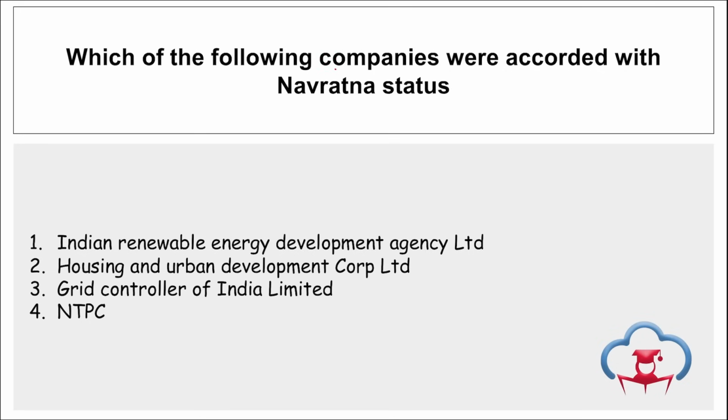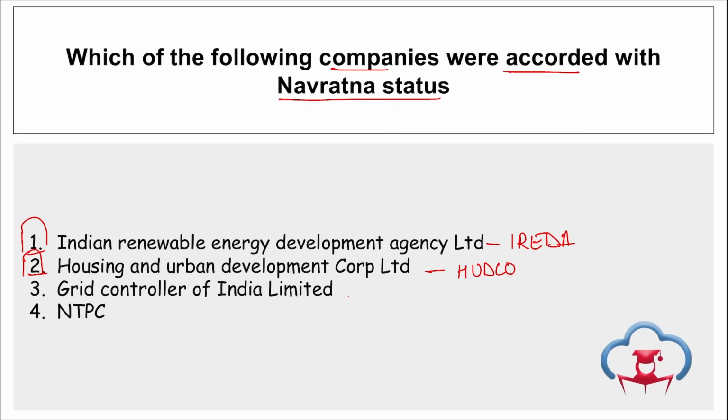Let's start. First is, which of the following companies were accorded with the Navaratna status? So there are two companies that were granted Navaratna status by the Department of Public Enterprises. So which are they? They are your IREDA and HUDCO, right? Indian Renewable Energy Development Agency and your Housing and Urban Development Corporation Limited. They both were granted the Navaratna status.